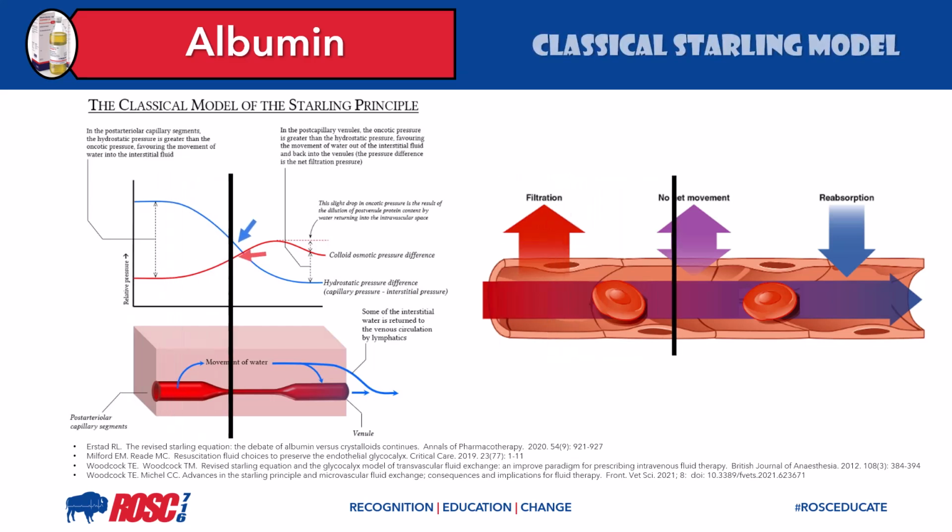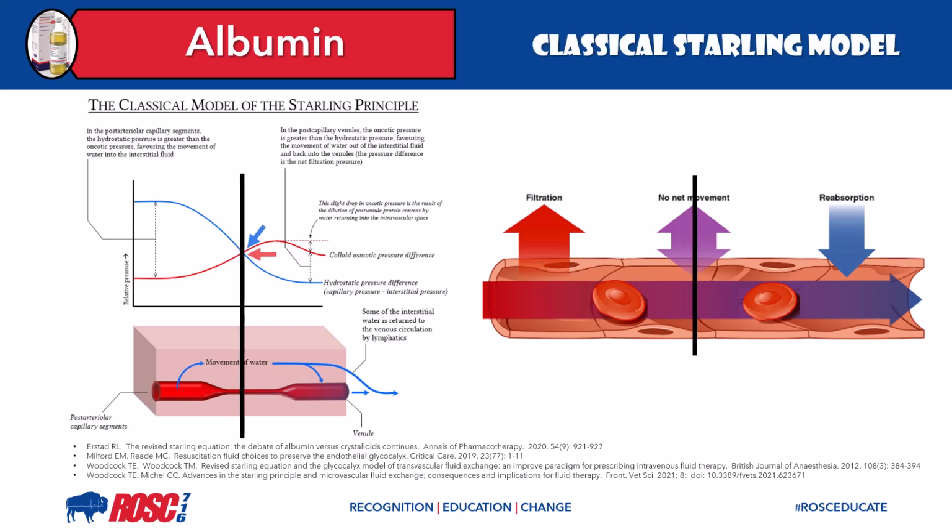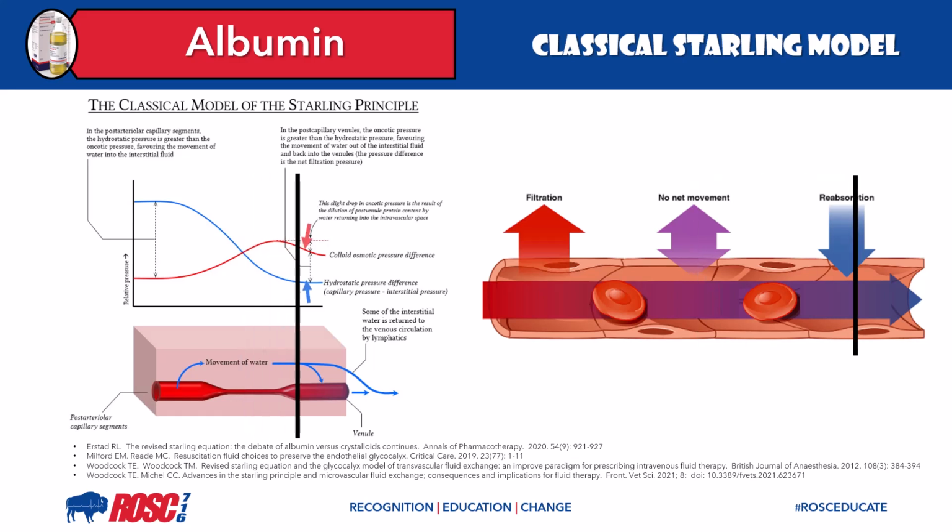Then we move into the capillary itself. Hydrostatic pressure equals oncotic pressure, which relates to zero net transvascular fluid exchange. Lastly, as we move into the postcapillary venules, oncotic pressure in the vessel is higher than the hydrostatic pressure, and this equates to fluid moving from the interstitium back into the intravascular space. We refer to this as reabsorption. And again, this model assumes that the postcapillary venules are semi-permeable and responsible for the majority of this reabsorption, while the lymphatics play a very minor role.